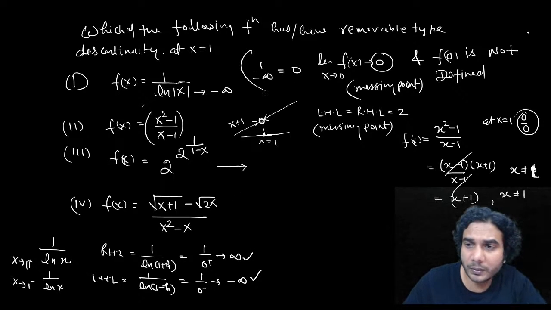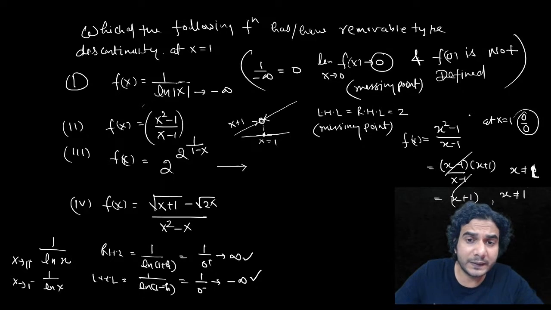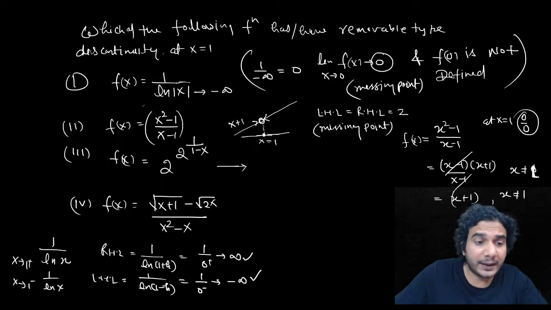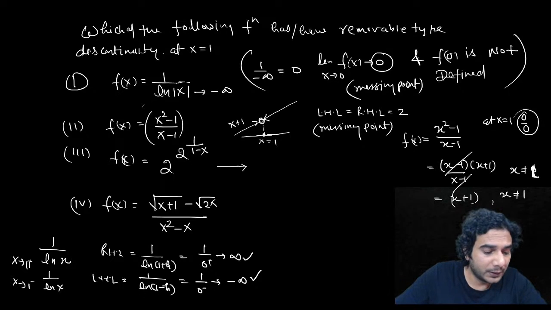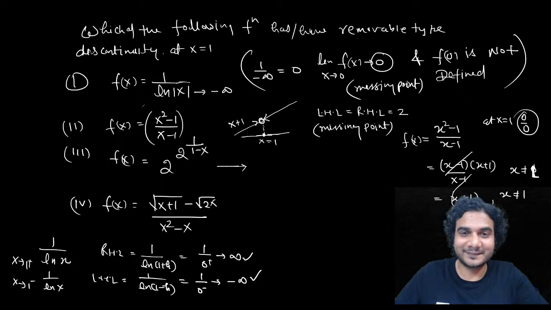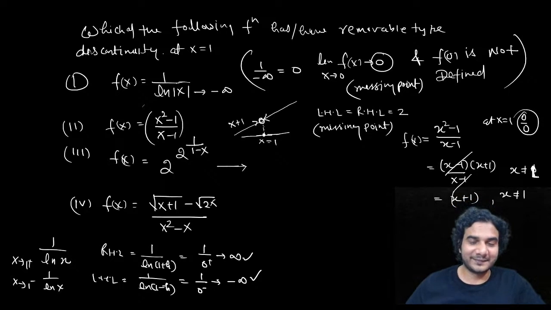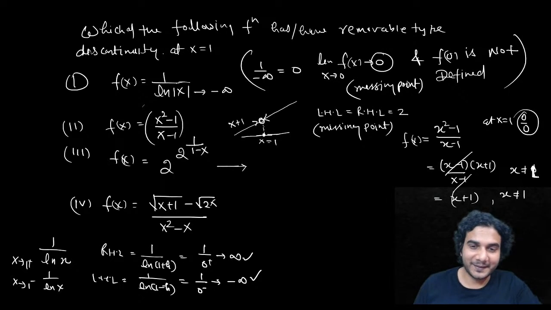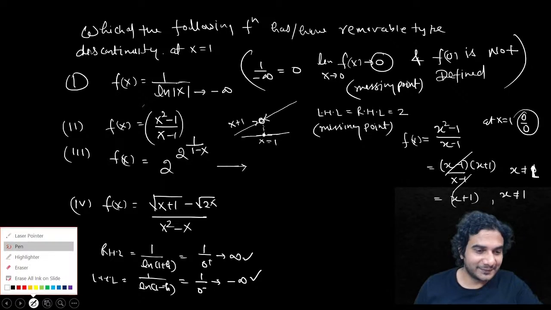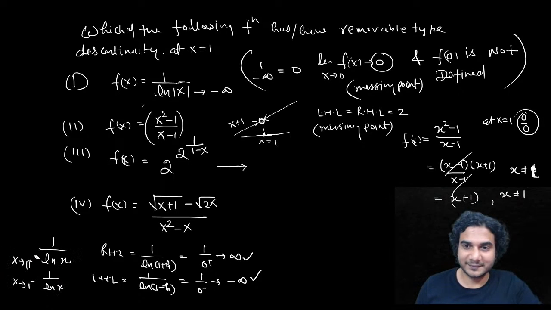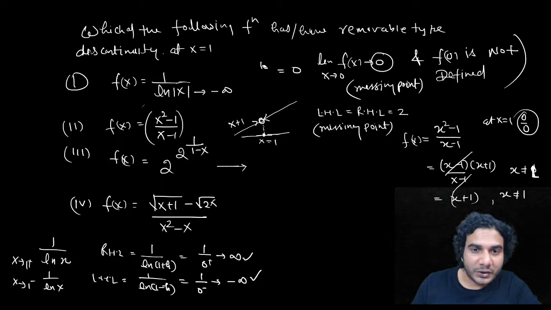So here I was talking about the continuity at x is equal to 0. At x is equal to 0, it is a missing point, yes. But at x is equal to 1, it is infinite type only, okay? It is infinite type, non-removable. So this is not our question. That's why I'm removing this.